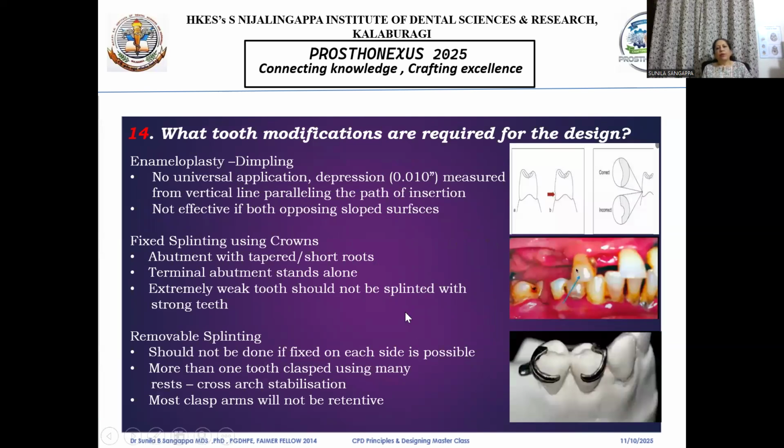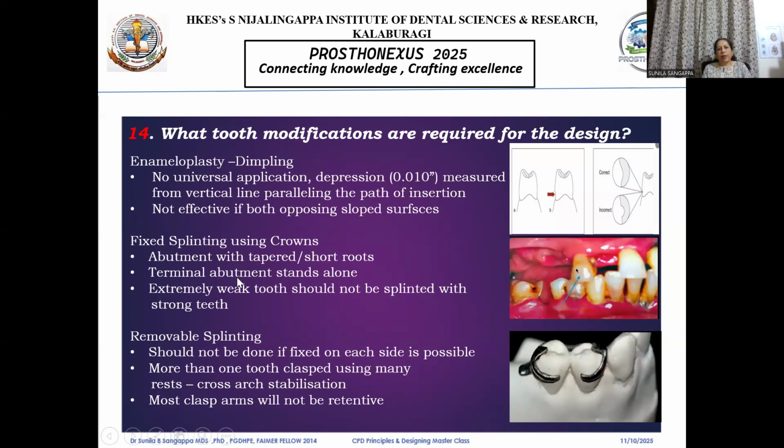Then what are the tooth modifications that are required for a design? Enameloplasty and dimpling would be undertaken in case we do not have the desirable undercuts. Basically, these are the intentional reshaping of the enamel, not always followed except for when we do not find a desirable undercut. Remember, it is not effective if both the opposing surfaces of the tooth are sloped.